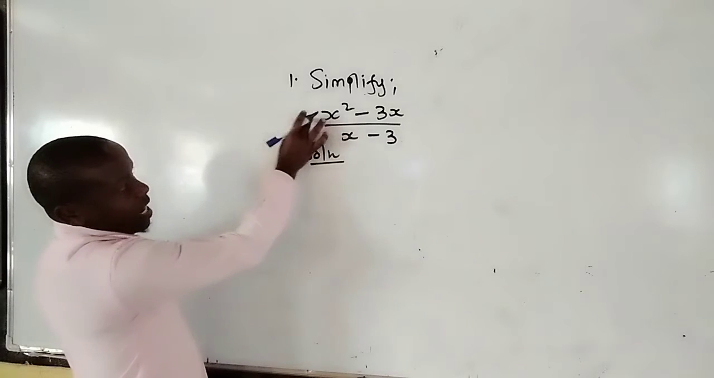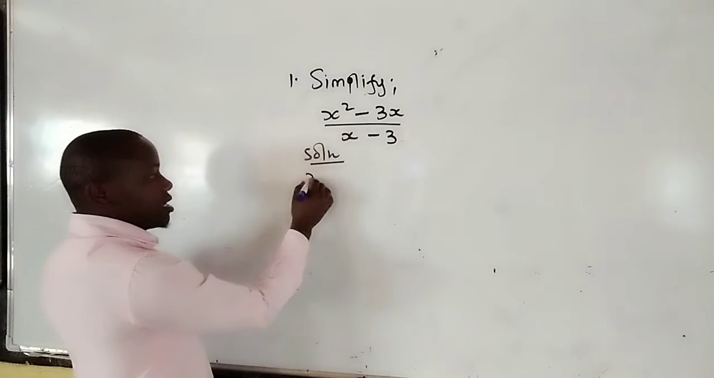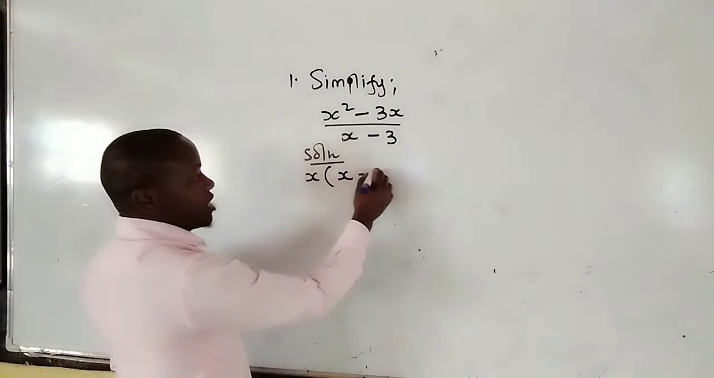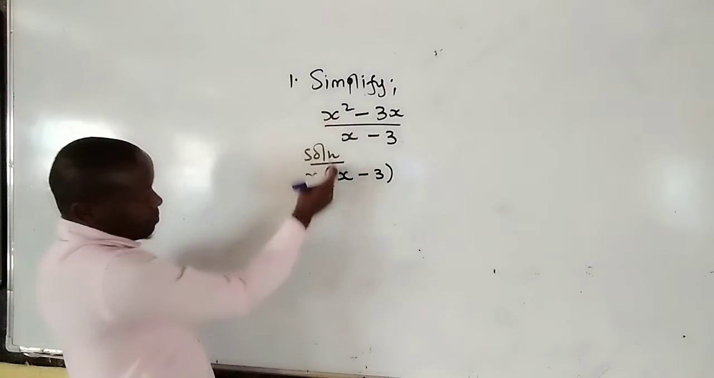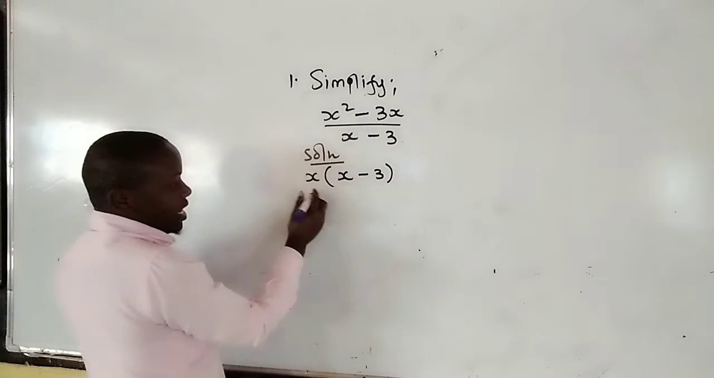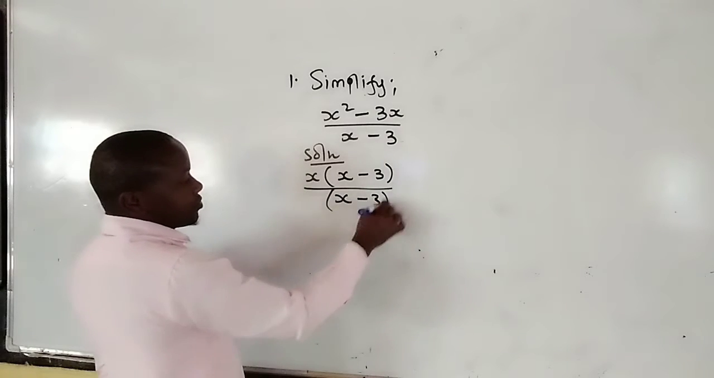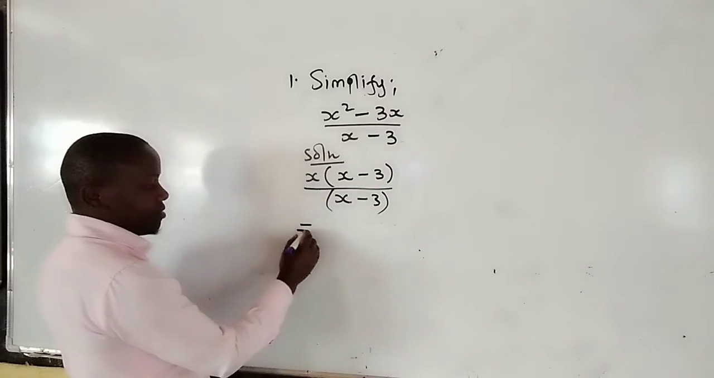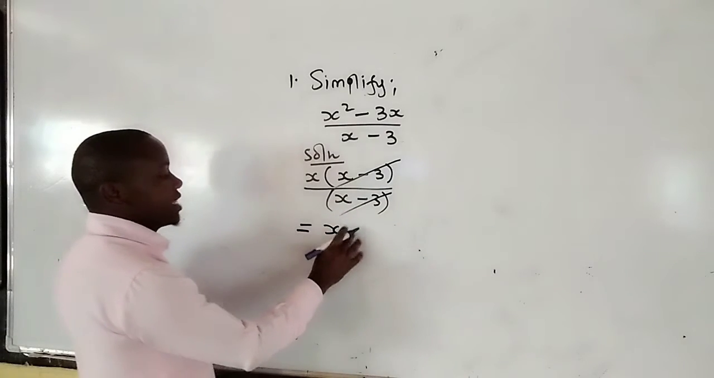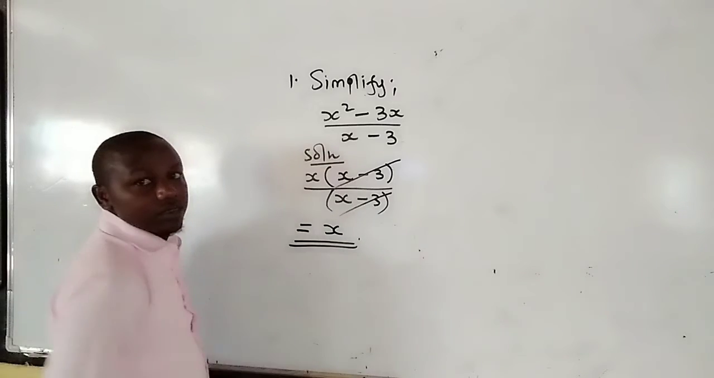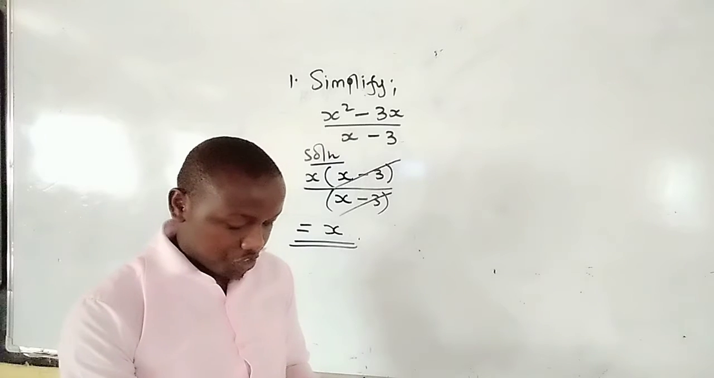When we examine the numerator, we have x squared and 3x, meaning x is common in both terms. So we can factor out x and we remain with x minus 3, because x squared remains x, and 3x remains 3 without x. Divided by x minus 3. So now we have common terms here. These can cancel out, and the simplified form of this expression is x. So that is how it was to be approached.